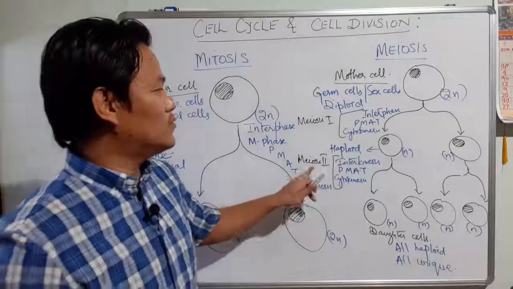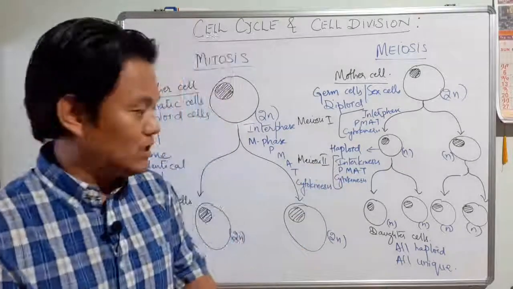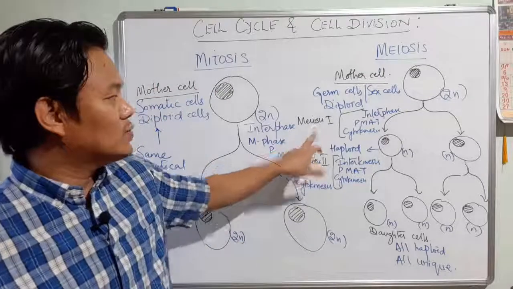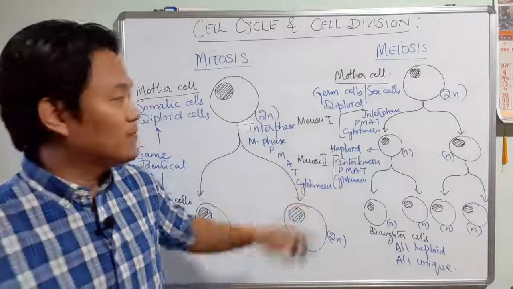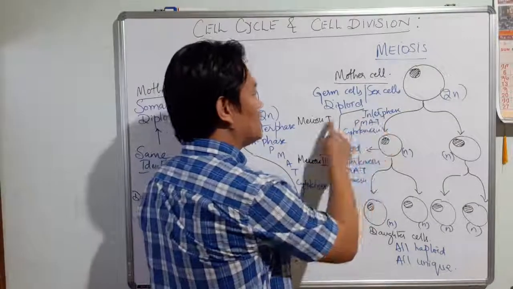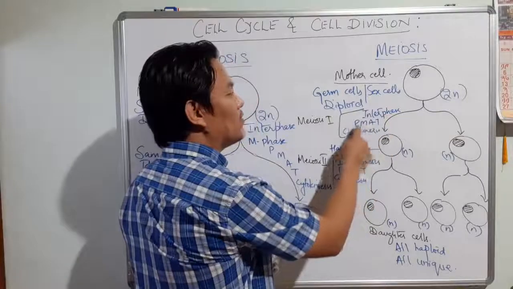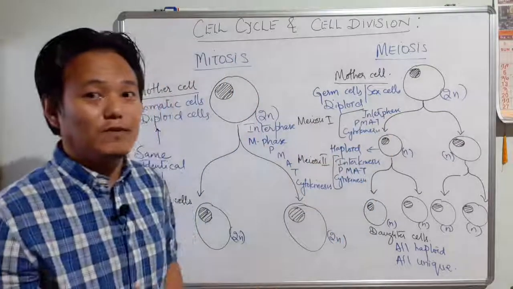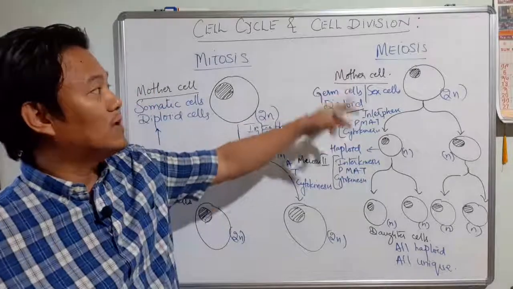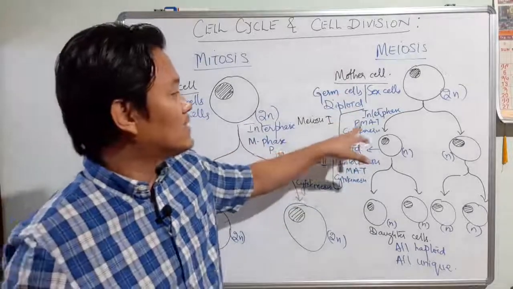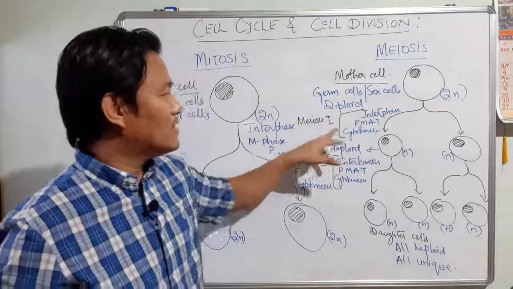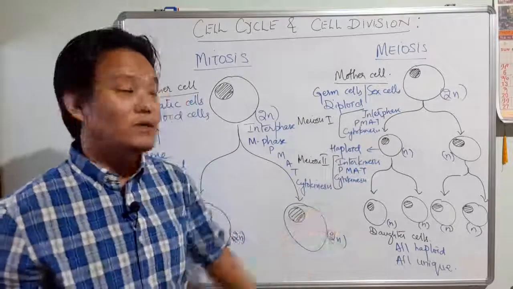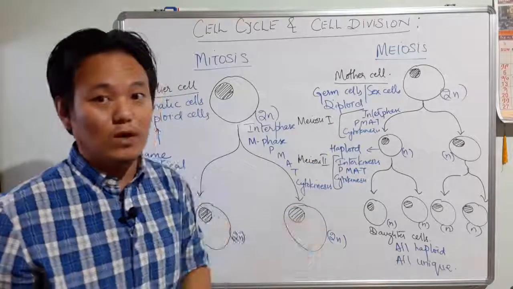Try to understand. Okay, we have got a small board over here. So meiosis 1 and meiosis 2. Interphase, then prophase 1, metaphase 1, anaphase 1, telophase 1. When we study meiosis in detail, we will see that the prophase, metaphase, anaphase and telophase are all prophase 1, metaphase 1, anaphase 1 and telophase 1. Why? Because these are the phases of meiosis 1.